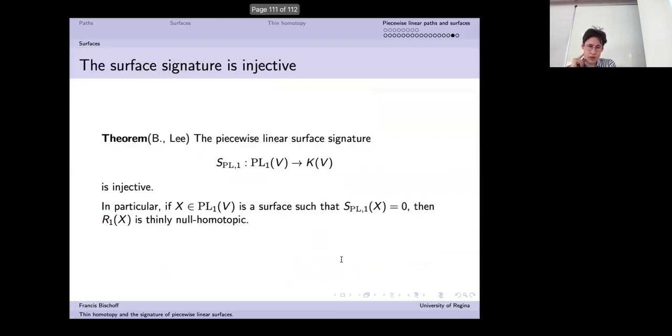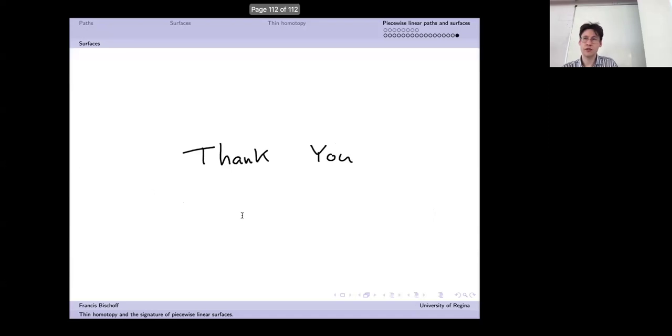Okay, and then the last result, well, is what I mentioned before, is that the piecewise linear signature is injective. Okay, so I'll end there.